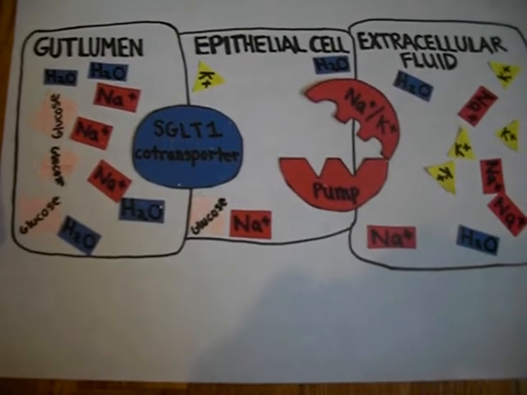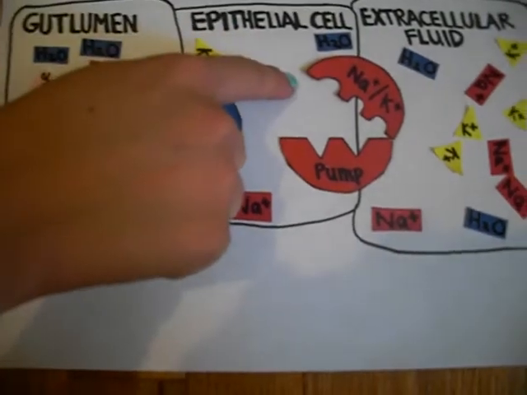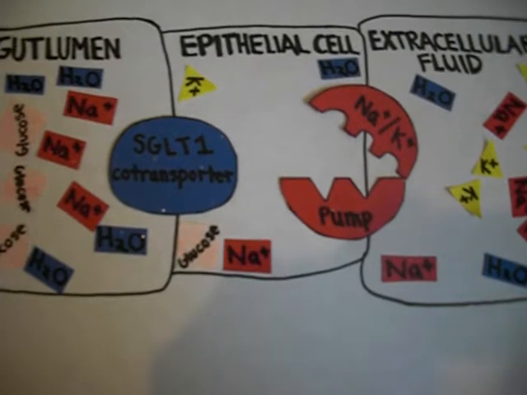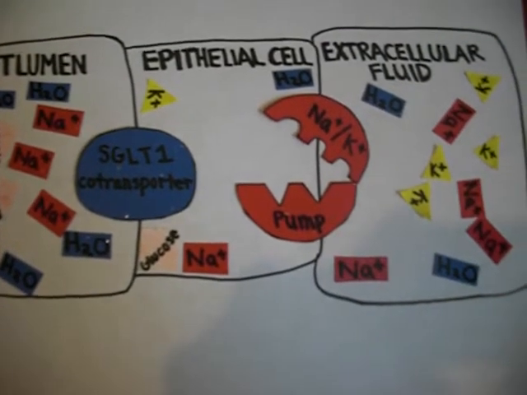The gut lumen has a large solute concentration, which makes it hypertonic, while the epithelial cell has a smaller solute concentration, which makes it hypotonic. Also, the gut lumen and the extracellular fluid both have a high concentration of sodium.